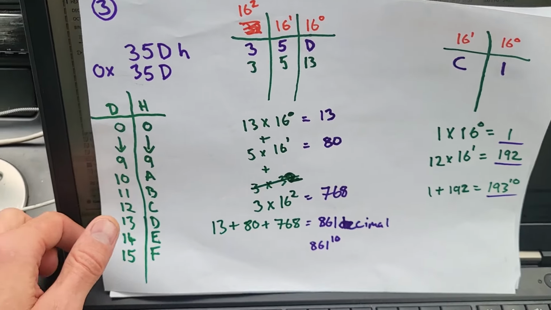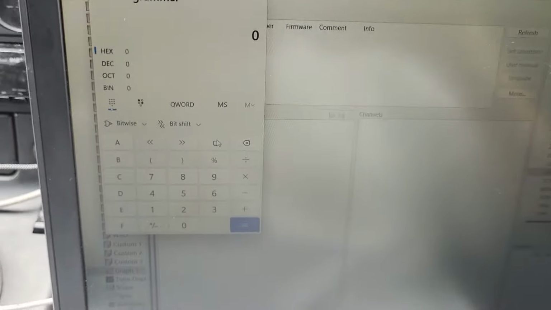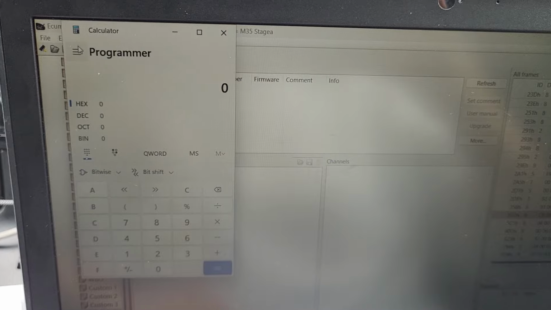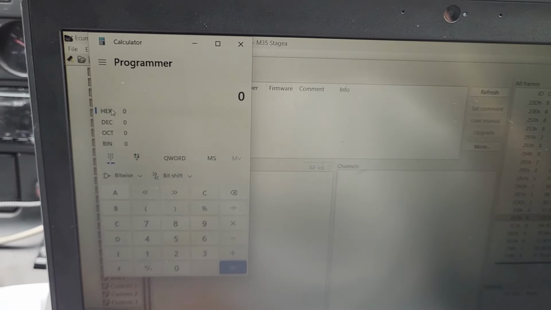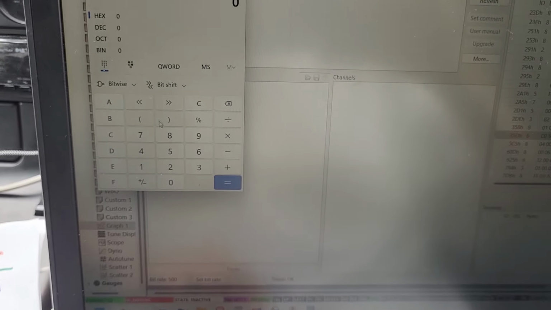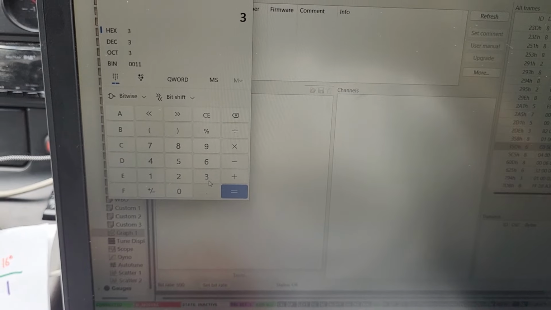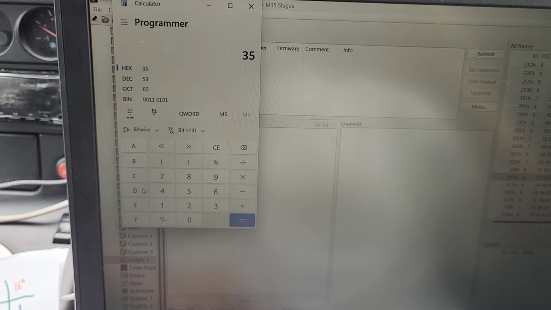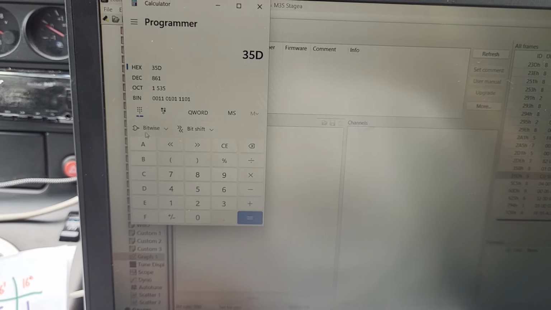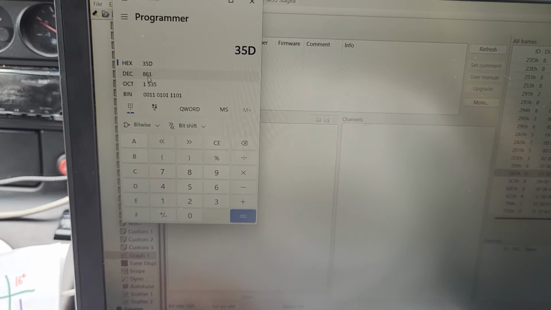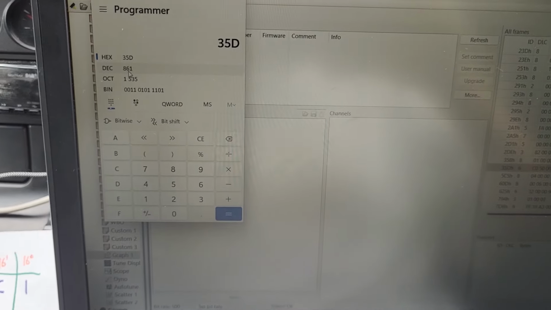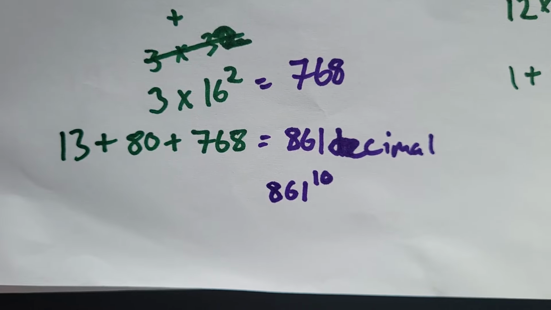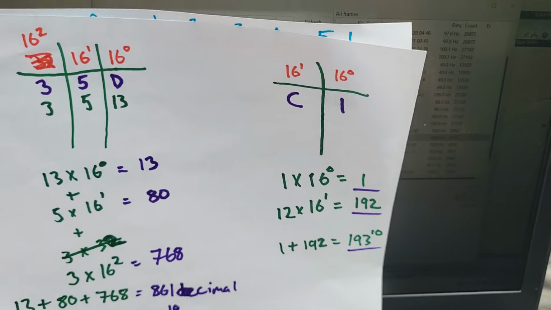Actually built into Windows calculator, if you change the options up here to programmer, you can actually work with hex. So let's prove the point of 3, 5, D. If we look, decimal is 861, and if we come back to our calculations, 861. Well done, team. Woohoo!